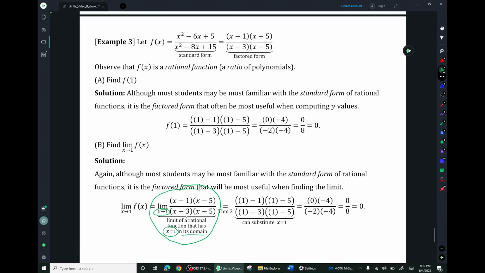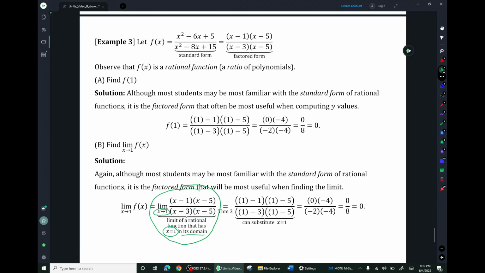Because remember, the domain of a rational function is all the numbers that do not cause the denominator to be 0. Well, we see that the number 1, x equals 1, will not cause the denominator to be 0. So x equals 1 is in the domain of this function.